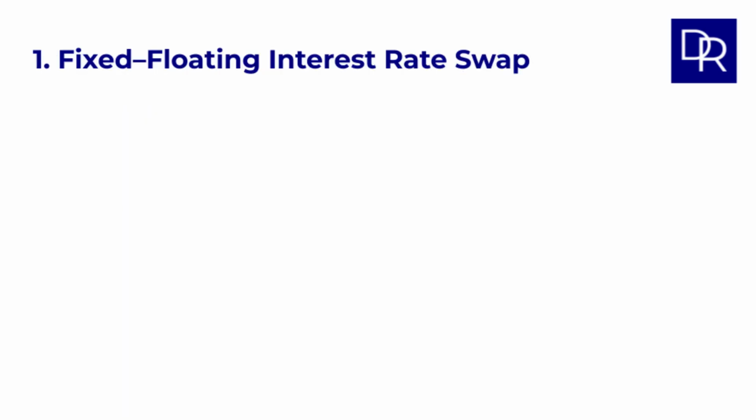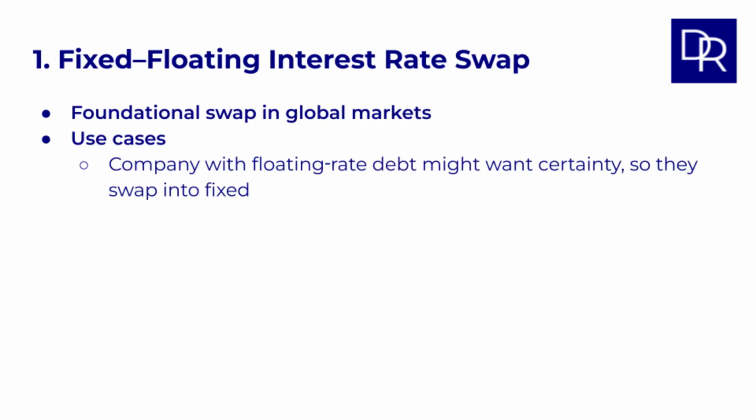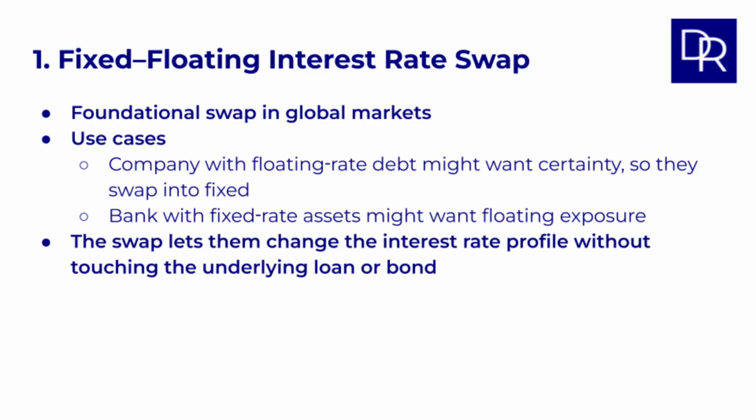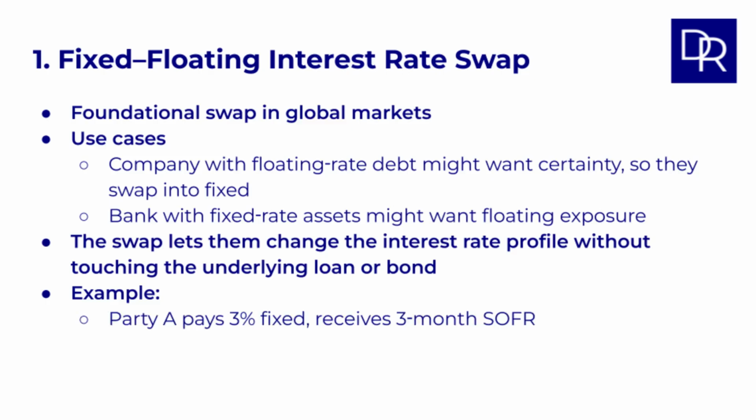Number 1, the fixed floating interest rate swap. This is the foundational swap in global markets. A company with floating rate debt might want certainty, so they swap into fixed. Or a bank with fixed rate assets might want floating exposure. The key is that the swap lets them change the interest rate profile without touching the underlying loan or bond. So, for example, party A pays 3% fixed and receives 3 months SOFR.